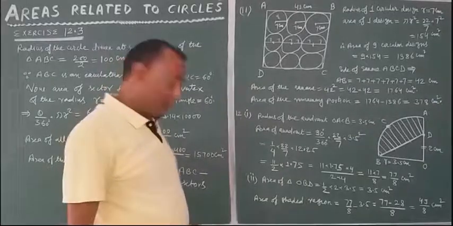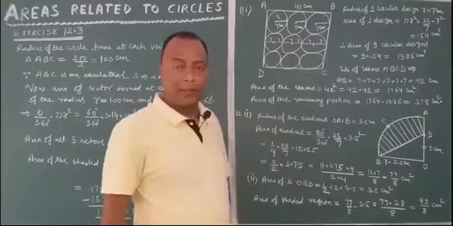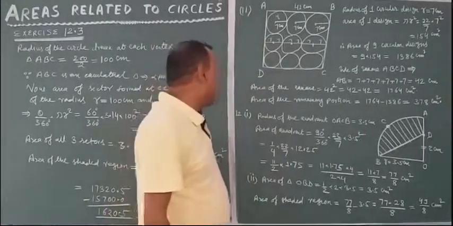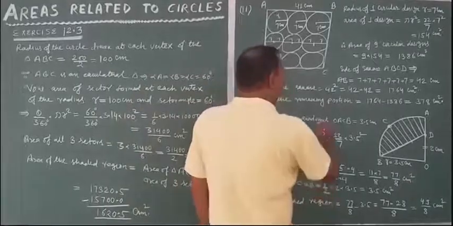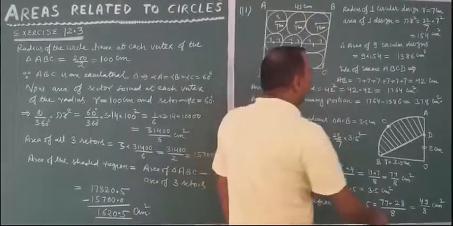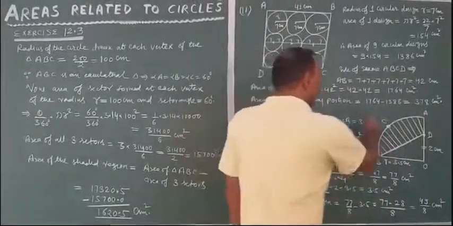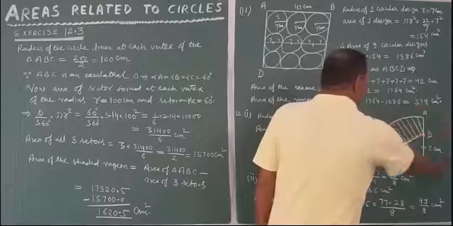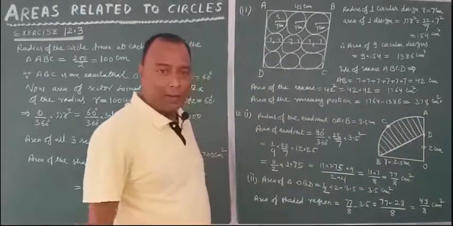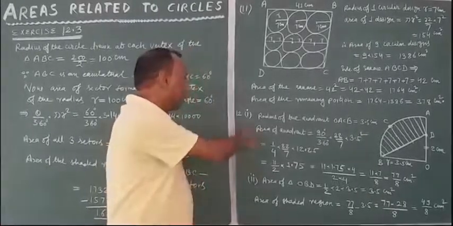Now the question is, what is the area of the remaining portion of the handkerchief? वो जो आपका रुमाल है हैंकरचीफ उसका रिमेनिंग एरिया कितना होगा? तो that will be the total area of the square minus the area of 9 circular designs. So when we subtract them we will get 378 centimeter square. 378 centimeter square. Is it okay? Now this is question number 12.